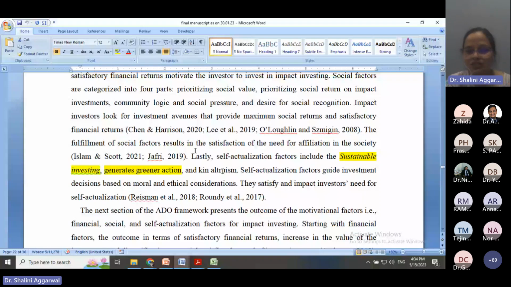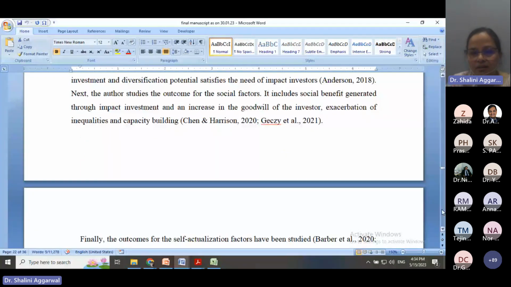Lastly, the self-actualization factors used sustainable investing generates. You can just read it. We have just informed, we have just to tell. You have to give a summary of what you have done in the data analysis part. So what is this part called? Discussion. Discussion is the summary of your data analysis part. So we have to give it very briefly here. Fine. This is what is important.